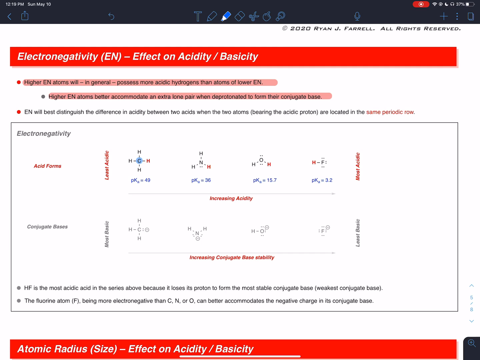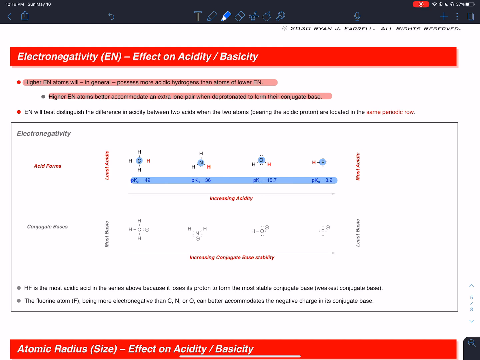Here we have methane, CH4, NH3, H2O, and hydrofluoric acid, HF. I've indicated the atoms here. We're comparing acidic hydrogens bonded to carbon, nitrogen, oxygen, and fluorine going from left to right. I've also indicated approximate pKa values. So notice that HF, having the lowest pKa, is the most acidic. The least acidic acid in that series is methane, CH4, approximate pKa 49.